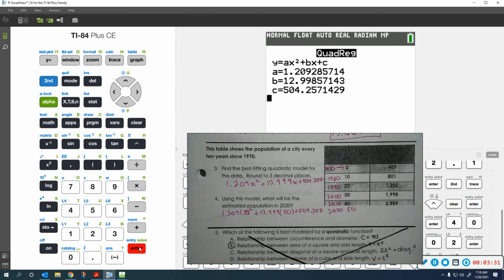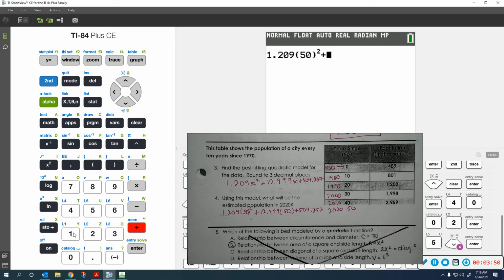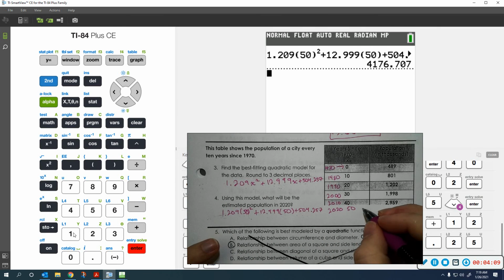So we've got, I'll quit that menu and we'll type it in: 1.209 parentheses 50 squared plus 12.999 parentheses 50 plus 504.257, and we get 4,176.707.